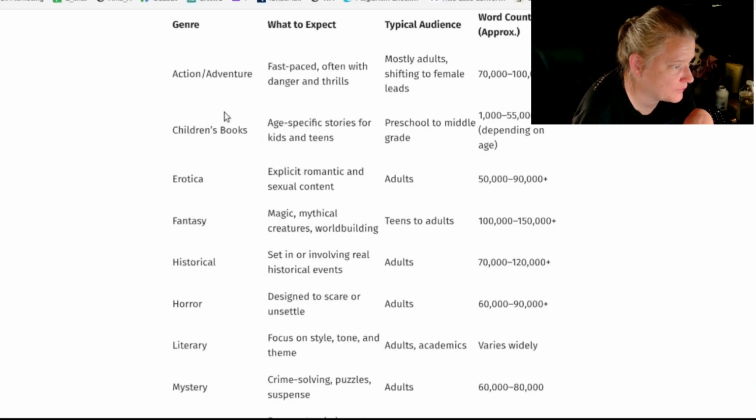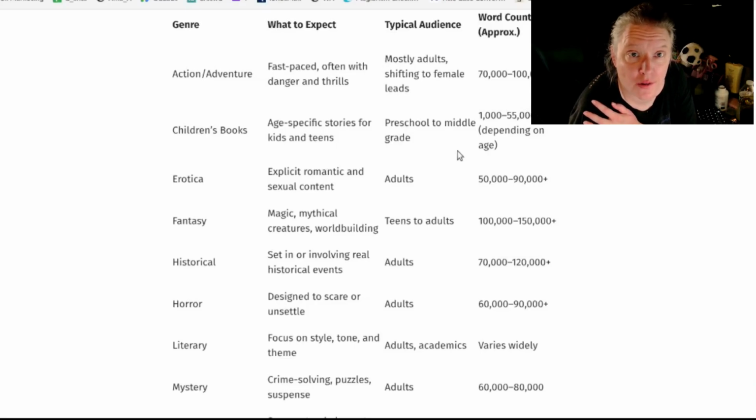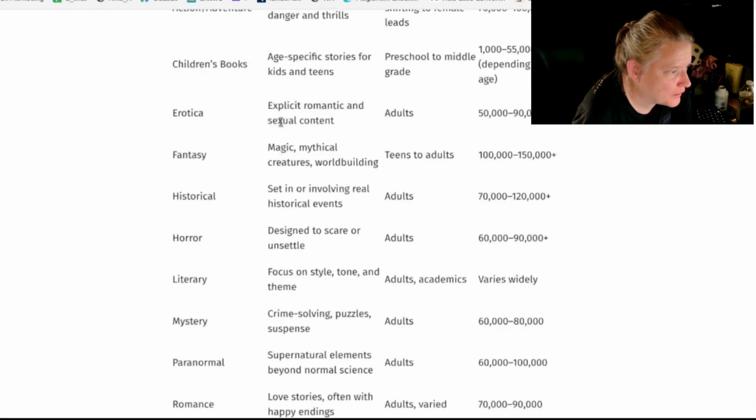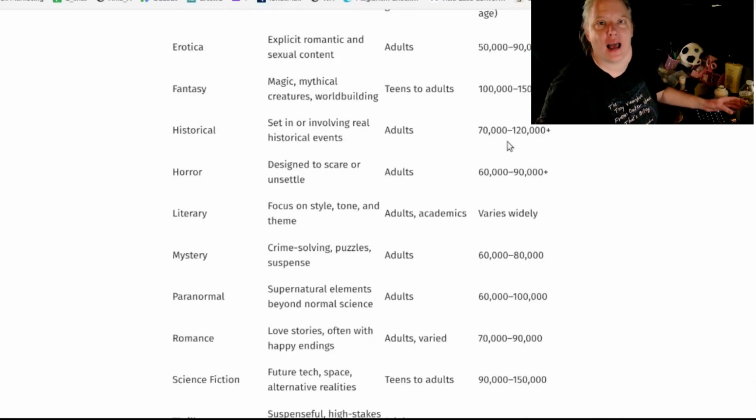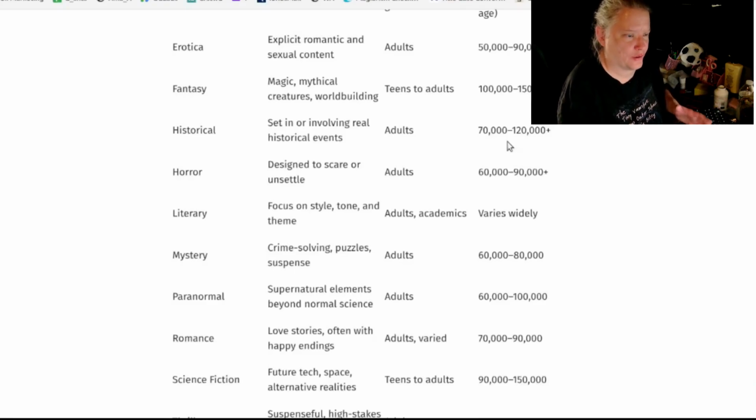Children's books. Age-specific stories for kids and teens. Preschool to middle grade, they can be anywhere from 1,000 to 55,000 words, depending on the kid's age. So generally, the older the child, the longer the book. Erotica, explicit, romantic, and sexual content for adults. Can be anywhere from 50,000 to 90,000 words, and you'll find a lot in the 10 to 20,000 word range. A lot of the single book short stories. Mine actually fall into that category, somewhere between 10 and 30,000. But if you're talking about a novel, usually they're 50 to 90,000 words.